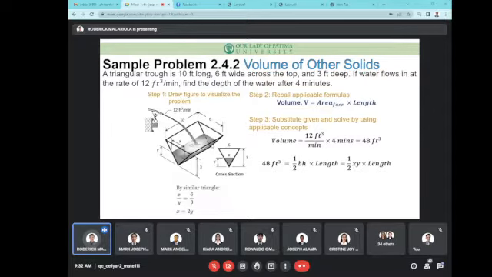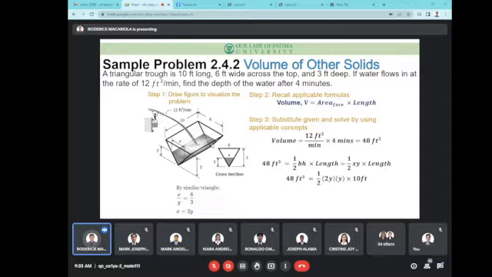Ayan. So, pag ganyan na yung given sa atin, dalawa yung unknown, x and y. Hindi pwedeng yung volume formula lang gamitin natin. Kailangan pa natin ng isang formula. And thus, we need the help of similar triangle theorem. Thank you, Ms. Fajardo. So, let's rewrite x in terms of y.